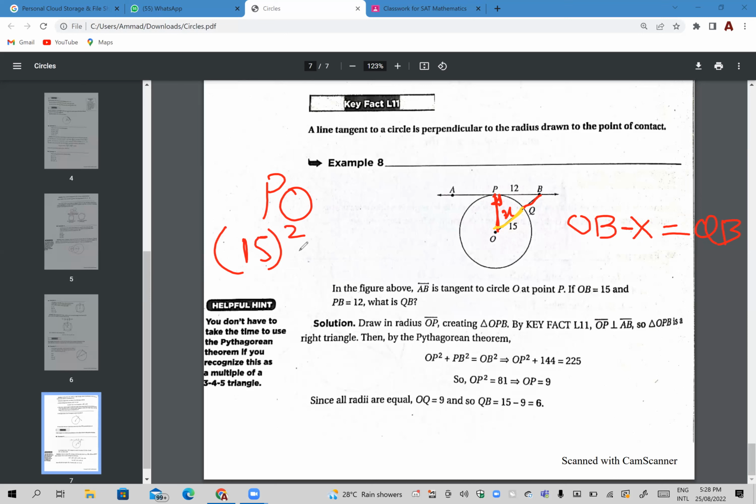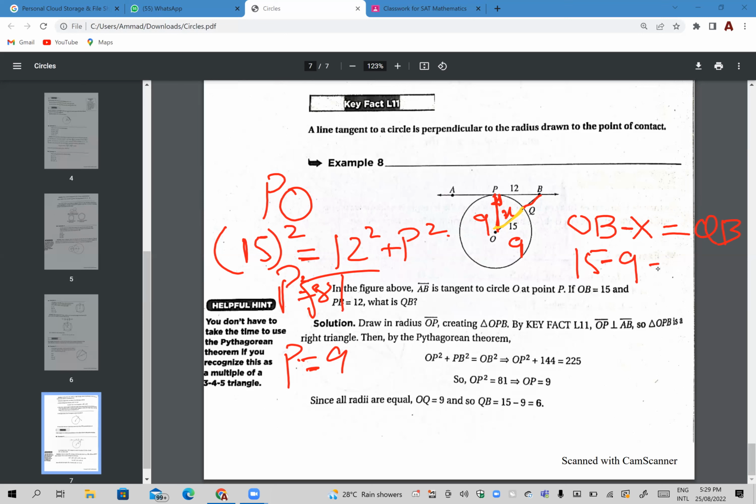15 square is equal to 12 square plus P square. 15 square is 225. 12 square is 144. So 225 minus 144 is 81. So P square is 81. रूट लिया तो P की वैल्यू आ गई 9. If P is 9, तो OQ is, यानी जो x है वो भी 9 है. तो 15 minus 9 is the value of QB and 15 minus 9 is 6. And this is the answer.